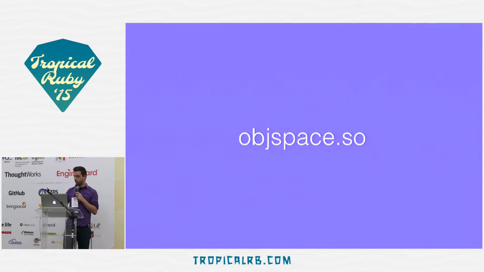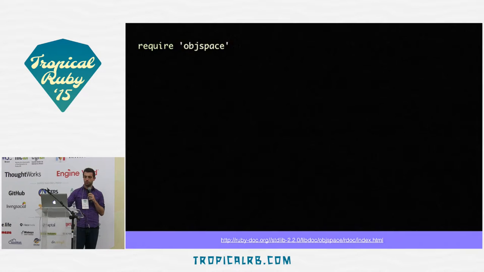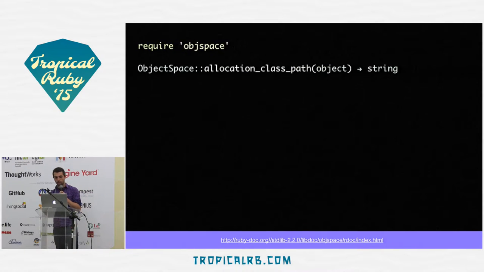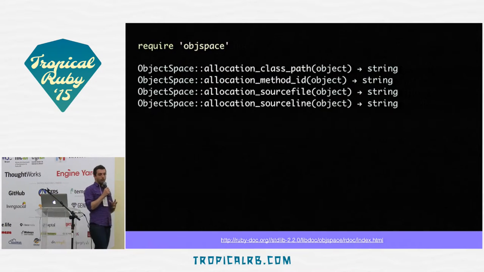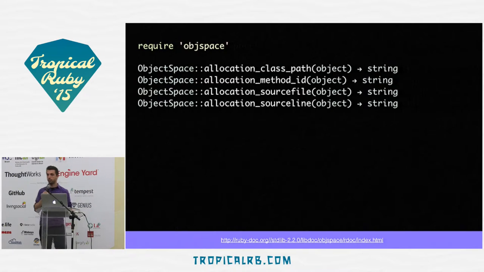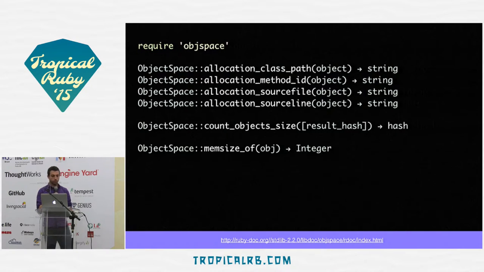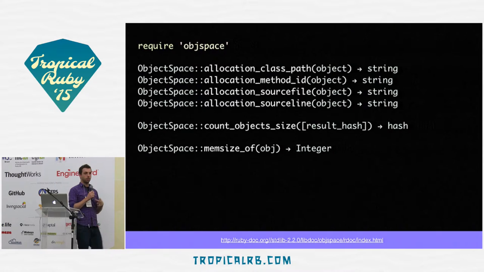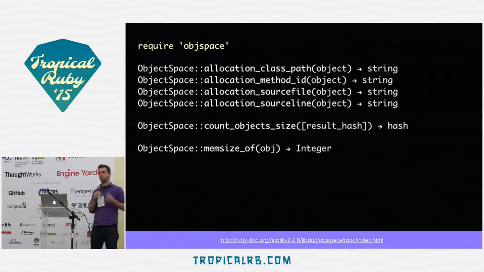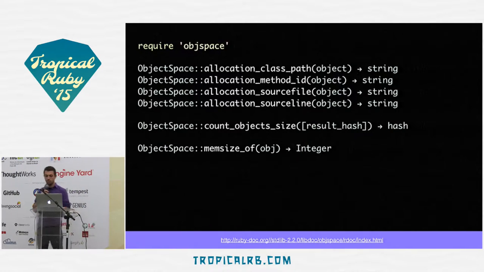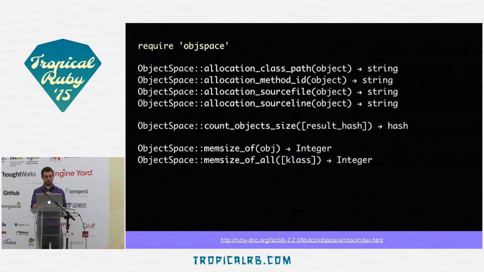ObjectSpace also has some lesser known additions in objspace.so. You can get those by requiring objspace. And if you do that, you can do things like, for an individual object, get what line of code, what file, and what method that object was created from. You can also count objects by their size. So you can do the same thing with count_objects, except this one will return the actual byte counts. You can also get the individual memory size of a particular object or all of a particular class.